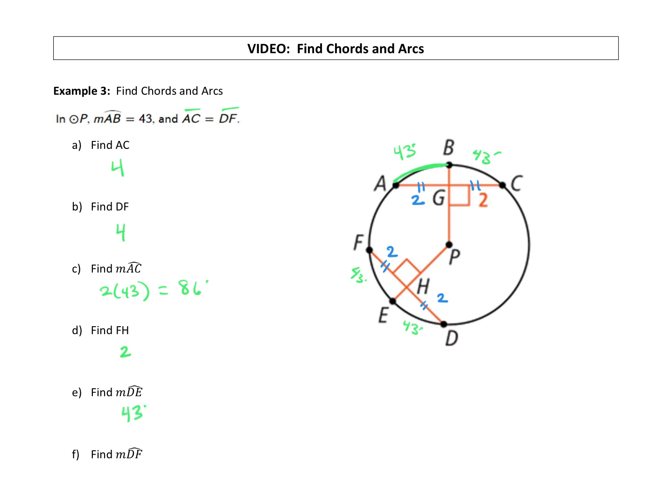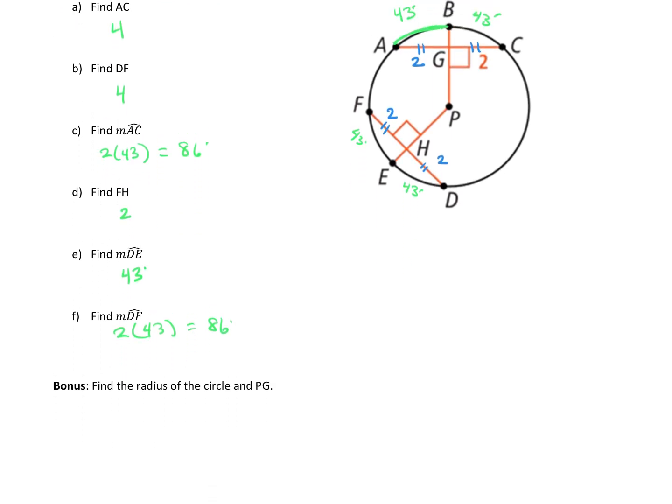Again, we talked through all of this, and we've already talked about how these numbers are what they are. Find the measure of arc DF. So from D to F is a 43 doubled, so 2 times that 43 gets us 86 degrees. All right, and then a bonus question, of course: find the radius of the circle and segment PG.